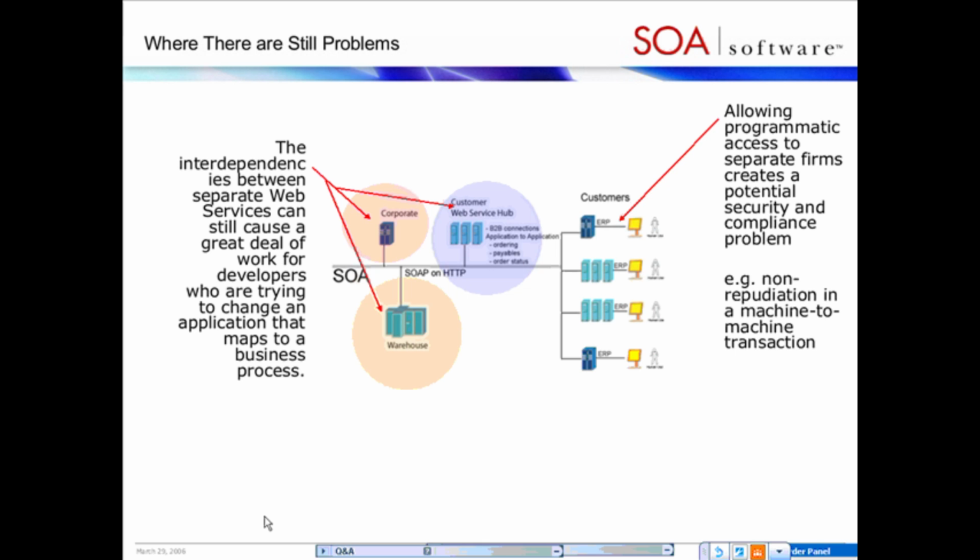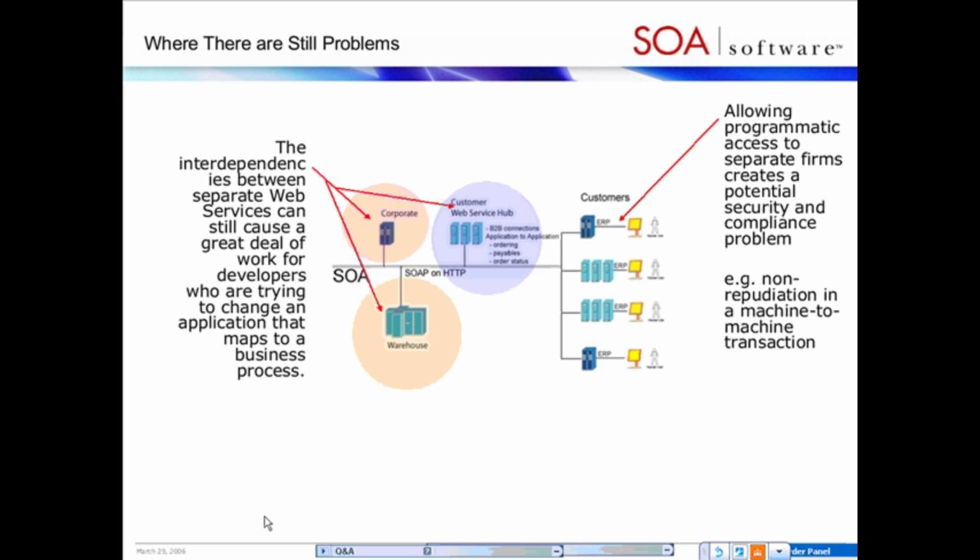On the customer side, you are creating a potential security and compliance problem by allowing programmatic access to different firms. If you're allowing them direct access to your enterprise systems, if you have not done the work of securing that or managing that correctly. For example, you might have an issue over non-repudiation where a customer makes an order which you then bill that customer for, but then the customer says, I never placed the order. Now you have to have the ability to have non-repudiation.